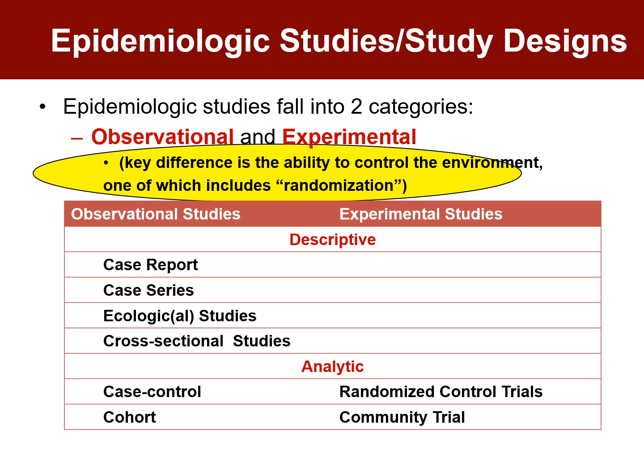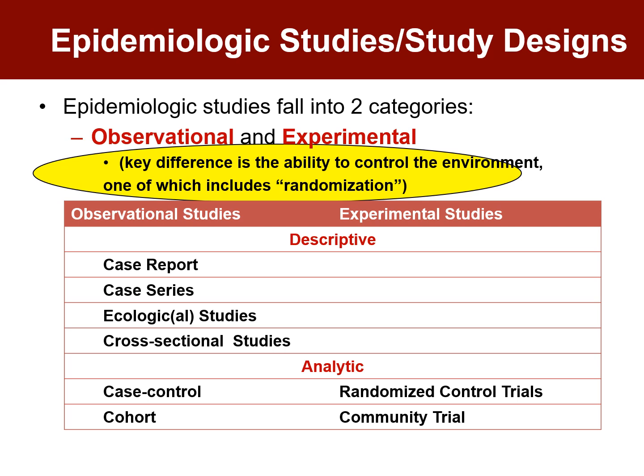What this means is that for the descriptive arm of epidemiology, there are no experimental study designs. They're all observational, right? Meaning the investigator does not manipulate any factors. He or she just observes what happens in the natural environment.